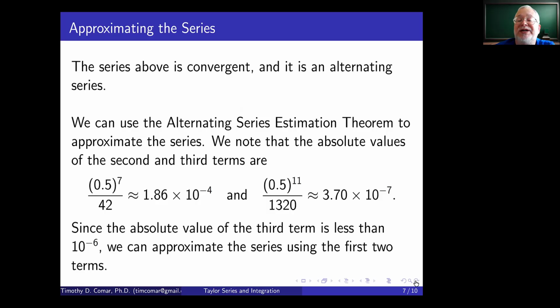And we can use the alternating series estimation theorem to approximate it. We note that the absolute values of the second and third terms in that series are as follows here. This one is just a little bit bigger than 10 to the negative 4th. This one is just a little bit bigger than 10 to the negative 7th, but still less than 10 to the negative 6. So since the absolute value of this third term is less than 10 to the negative 6, we can approximate the series using the first two terms.